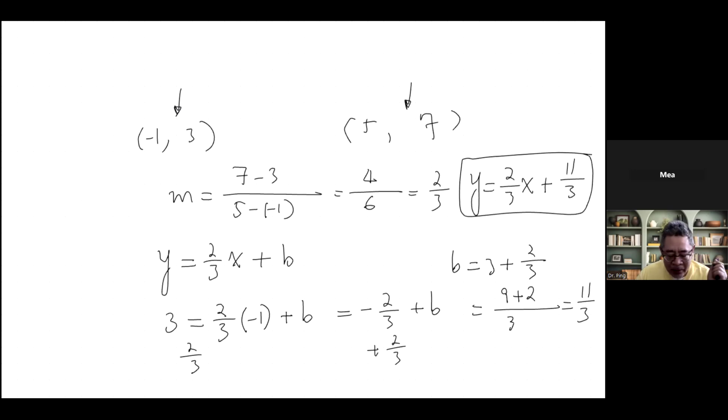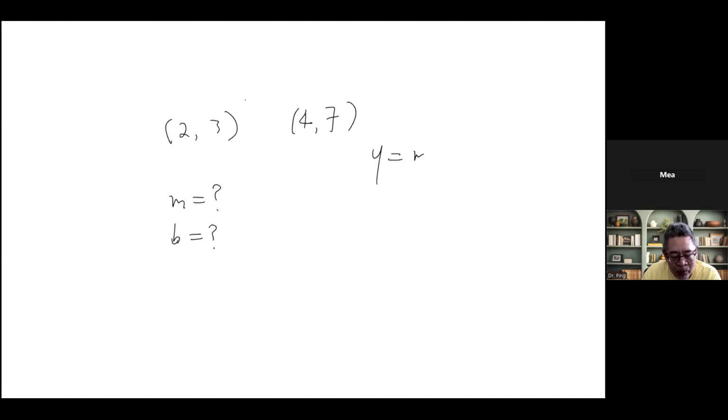Okay, perfect. Now I'll give you an example just to practice. Let's do it here: (2, 3) and (4, 7). You just have to figure out what our m is and what our b is. Those two are points on a line, and y equals mx plus b is the equation for the line. So basically, we're trying to find the equation of the line.